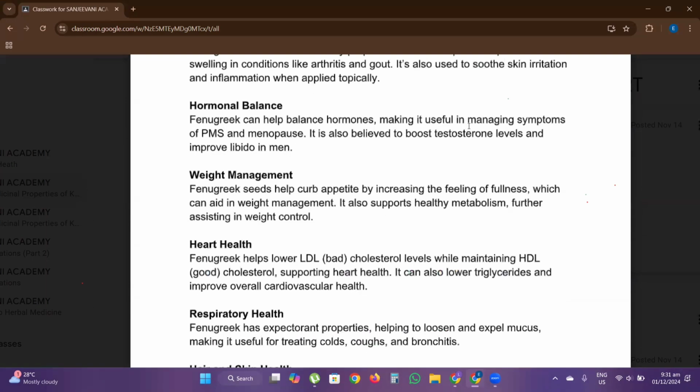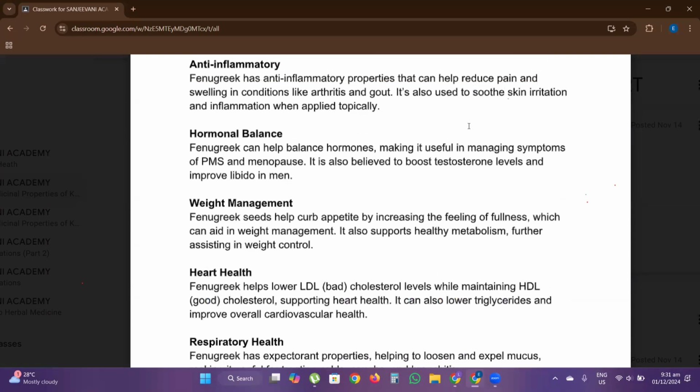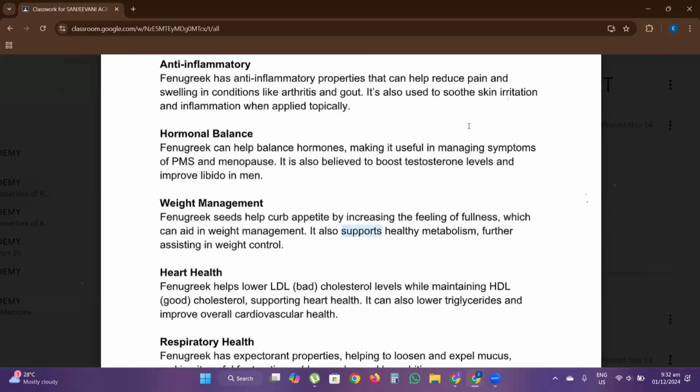So, right. Because fenugreek has things like phytoestrogen in it, it can help with managing symptoms of hormonal imbalance. So it can help with PMS and menopause, and, well, I haven't tested this one in men, but it's also believed to boost testosterone levels and improve libido in men. I don't work with a lot of men, so I can't speak for this one. But if anybody wants to try it and give us feedback, we would really appreciate it.